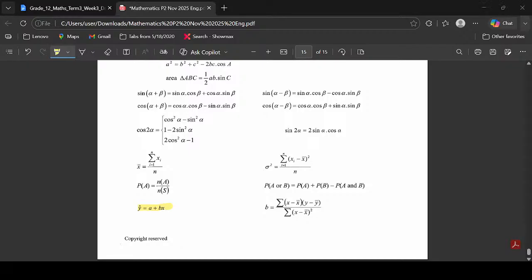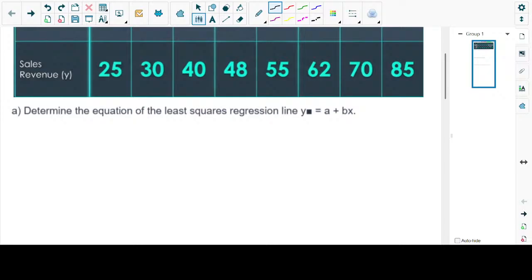Let us go to our smart notebook. Here is our smart notebook. We are firstly starting by determining the equation of the least squares regression line, which is the formula. This formula needs us to know what is a, and it also needs us to know what is b.